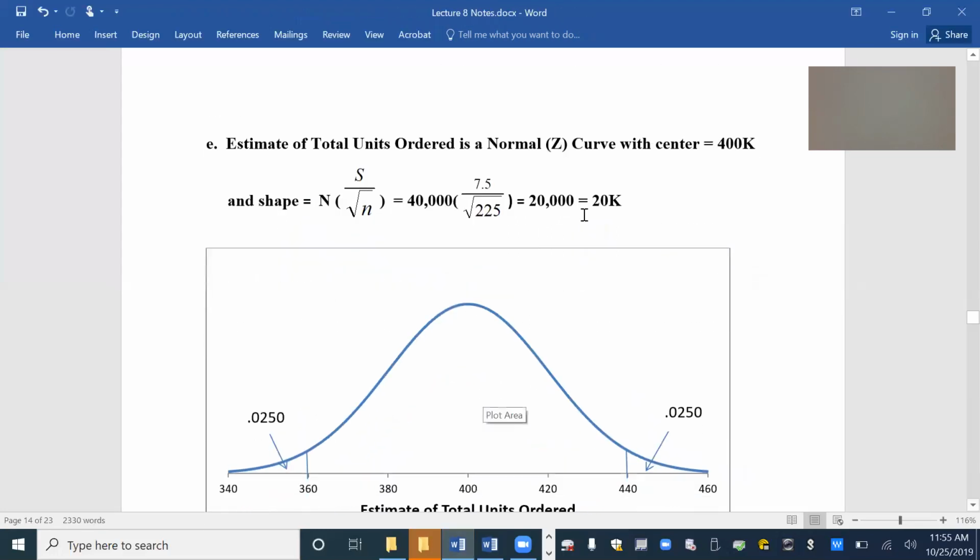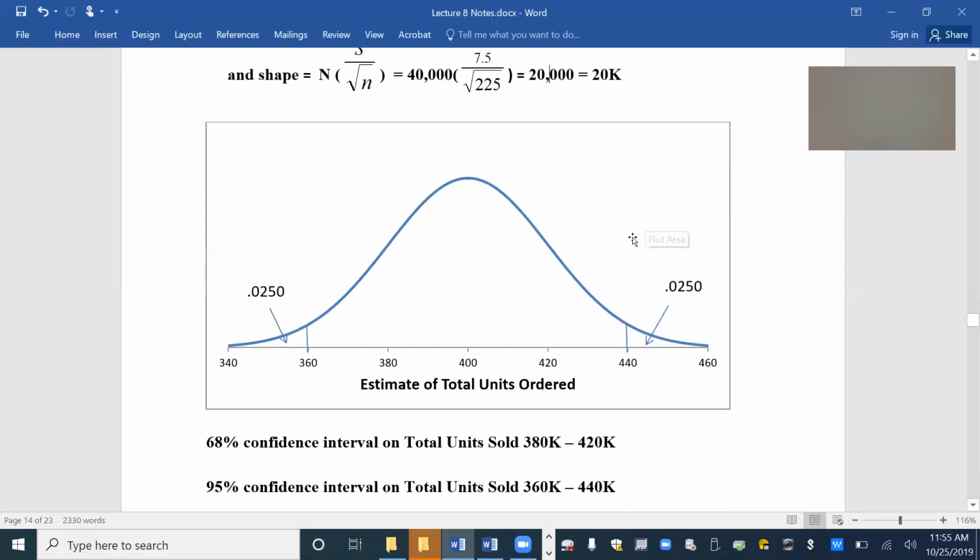So it's a regular old normal curve centered at 400,000. What's the shape of the curve? It's n times s divided by this whole thing, 225, square root of 225. And when the dust settles, that's 20,000.